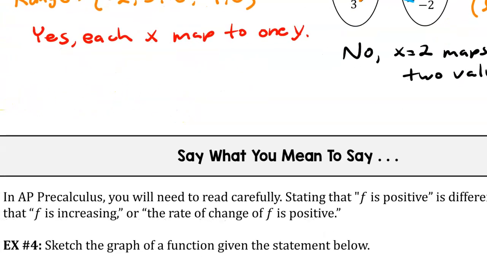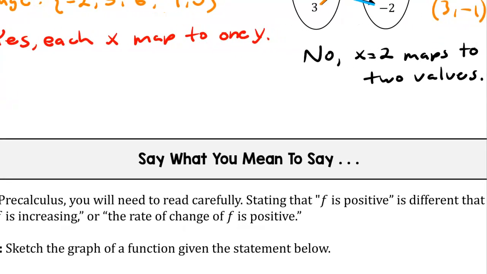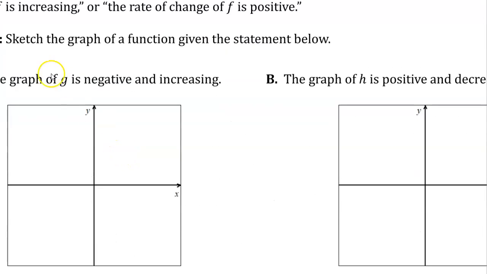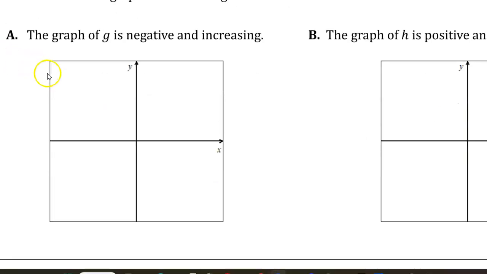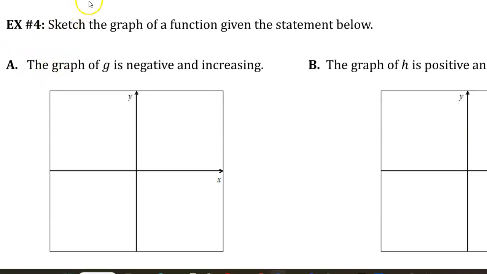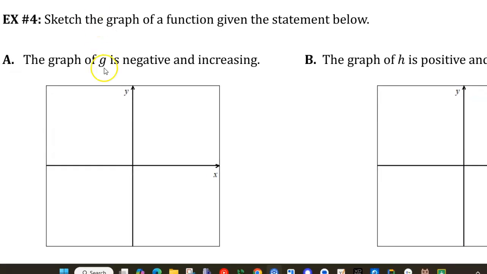All right. Let's move on down. Talk about this. Okay. Example 4 says, sketch a graph of a function increasing or decreasing, right? So the graph of g is negative and increasing. Okay, graph of g is negative and increasing. So it's combining the positive negative and the increasing decreasing from before.